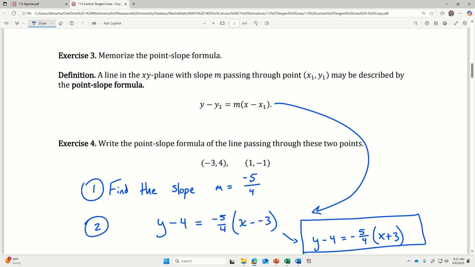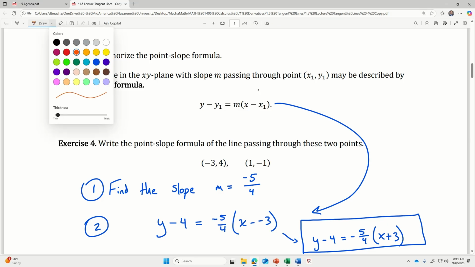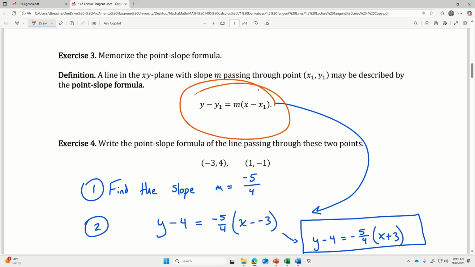Are there any questions so far? No? Okay. So maybe you've seen this before, but also maybe it's been a little bit. And so you have to take a moment to memorize this, because this will be important if you don't have this memorized already.